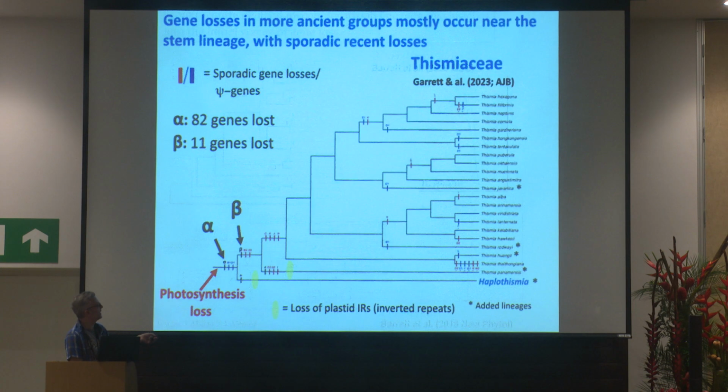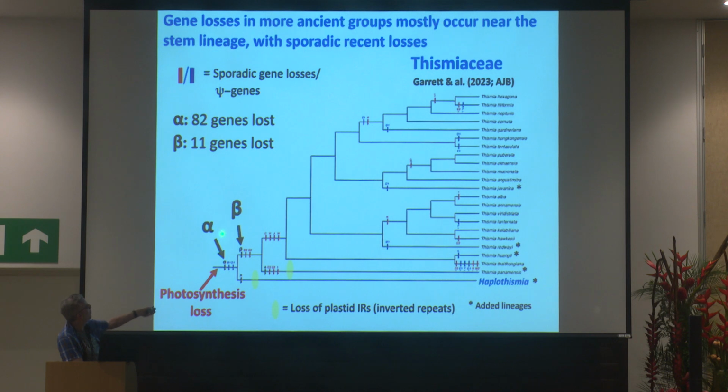Contrast that with a similar study on Afrothismiaceae, which is probably an older group of mycoheterotrophs. In this particular case, all of the stuff that you saw in the previous slides probably happened somewhere along the stem lineage of Afrothismiaceae. So this alpha here is 82 genes lost. I think that's actually slightly wrong. Oh no, this includes tRNA genes, so that is correct.